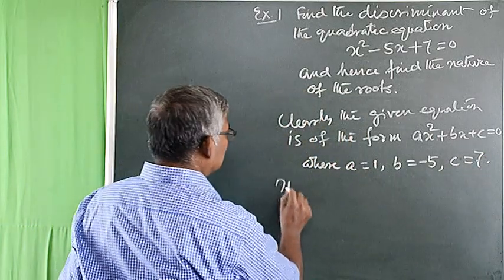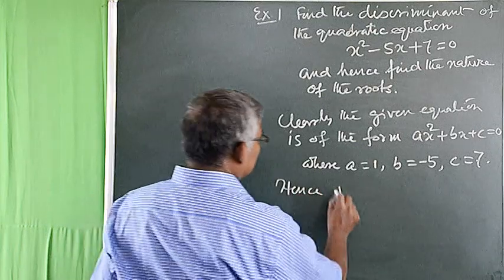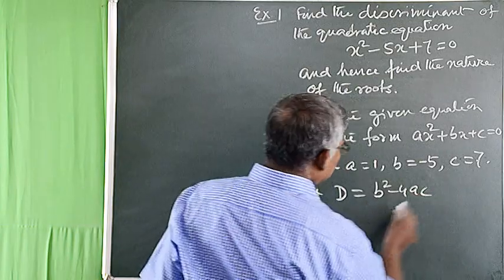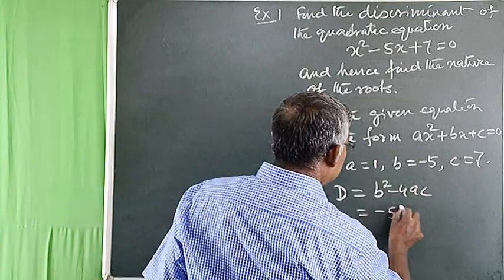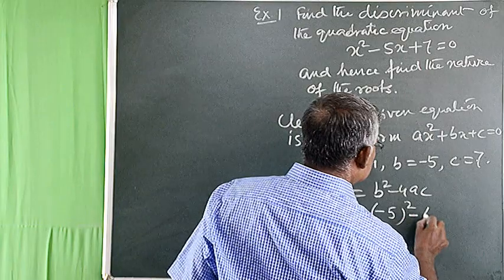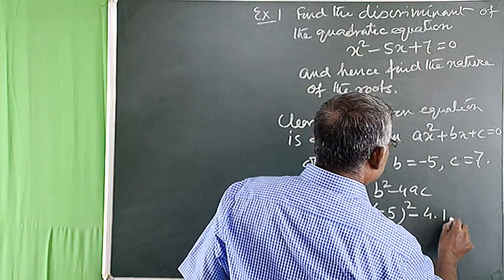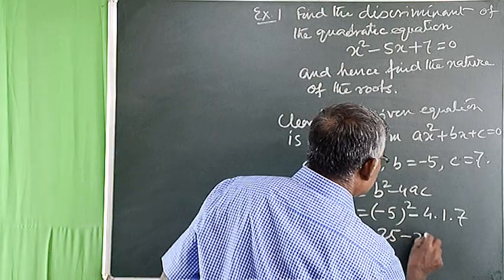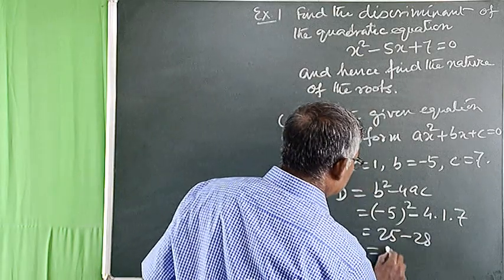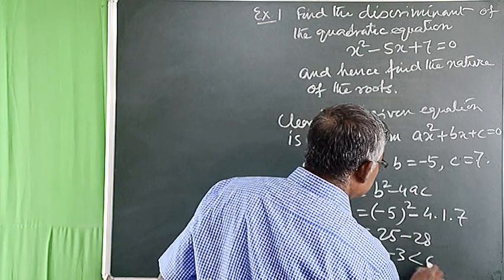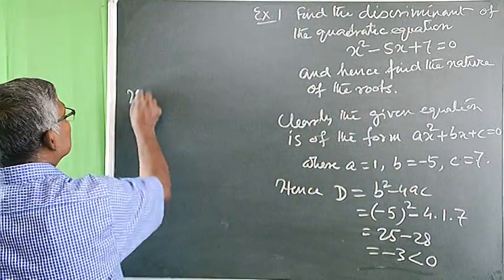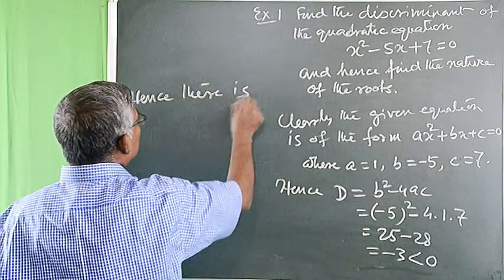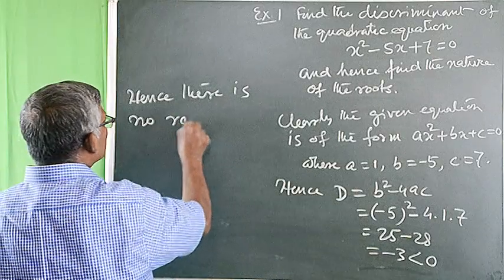Hence, the discriminant d equal to b square minus 4ac equal to minus 5 whole square minus 4 into 1 into 7 equals 25 minus 28 equals minus 3, that is negative. Hence, there is no real roots.